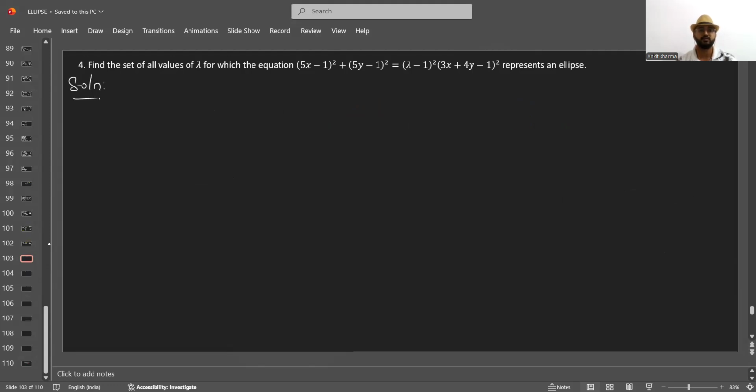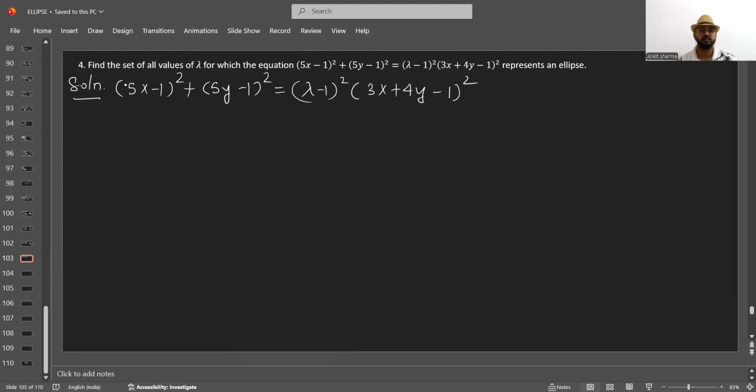So, find the set of all values of lambda for which this equation represents an ellipse. So we have here the equation (5x − 1)² + (5y − 1)² is equal to (λ − 1)² into (3x + 4y − 1)².